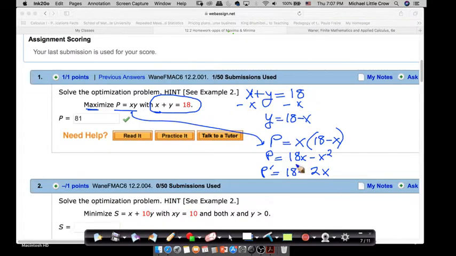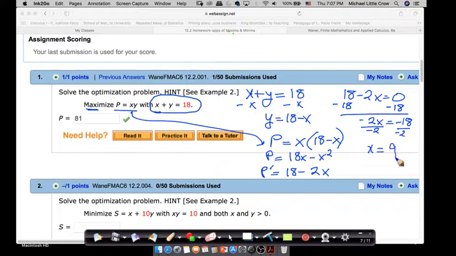Okay, so then we take the derivative, 18 minus 2x. We set that equal to 0. Solve for x. So subtract the 18 from both sides. Minus 2x equals negative 18. Divide by negative 2. So we get that x equals positive 9.